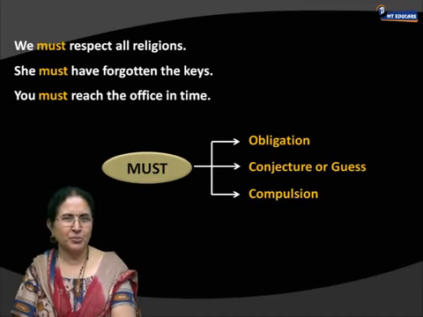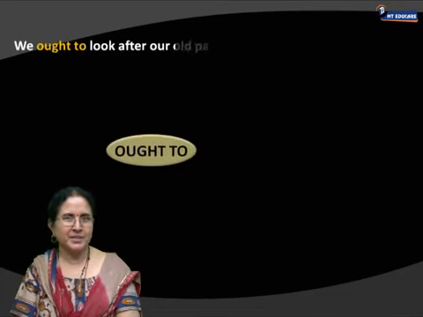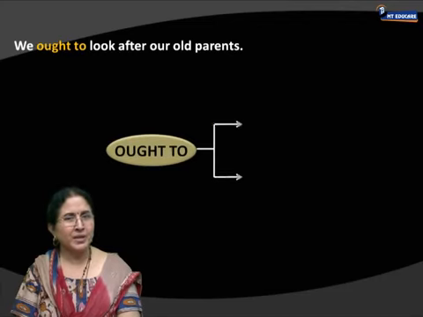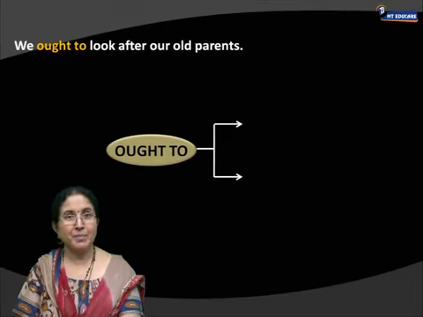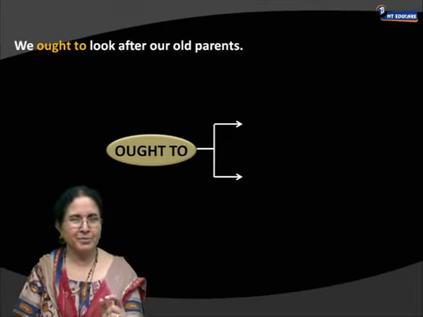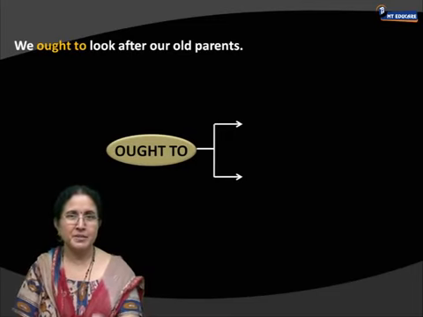Last, of course, we finished all with may and the others. Now we come to ought to. Of course, this is not the last. But ought to here refers to, as you can see, something almost like must. I said, I ought to complete my work. I must complete my work. But the factor of punishment disappears.